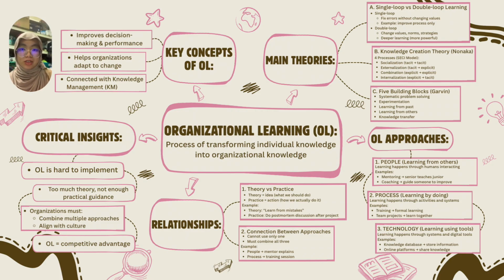After understanding the theories, now I will explain the main approaches to OL. The article divides OL approaches into three main categories, which are people, process, and technology. First is people. This focuses on learning through interaction between individuals. For example, mentoring, coaching, job rotation, and sharing ideas with colleagues. This shows that people learn a lot from communication and experience.